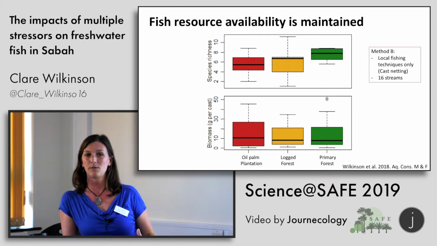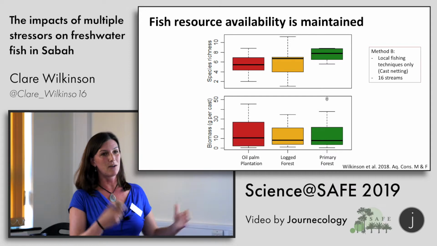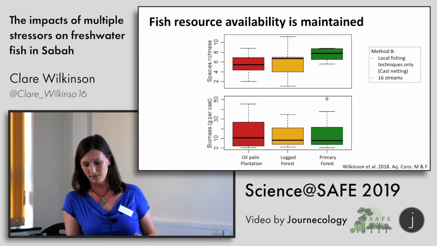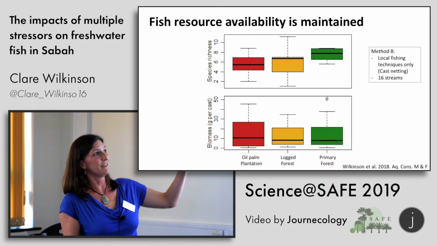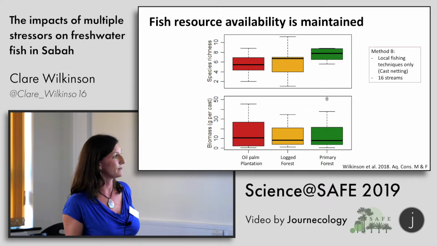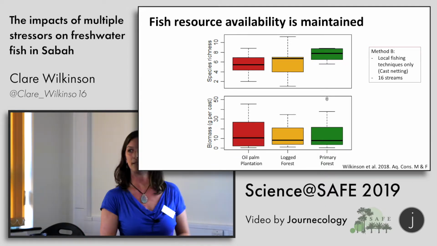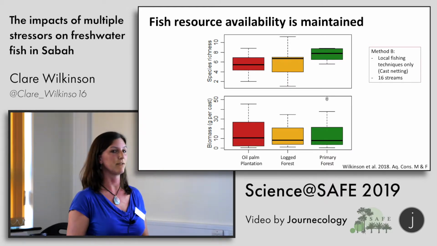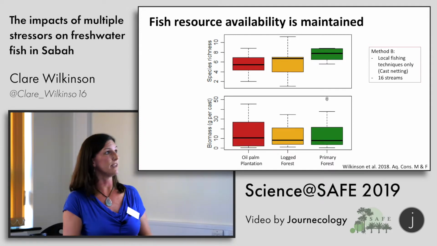So if you're going to involve local communities in conservation, how can we expect them to protect different species or be interested in protecting freshwater ecosystems when they might not see any difference unless they're only targeting certain species? And crucially, the resource is maintained across the land use gradient, even though I'd assumed there'd be different levels of offtake and higher levels of fishing in the oil palm plantation, for example.